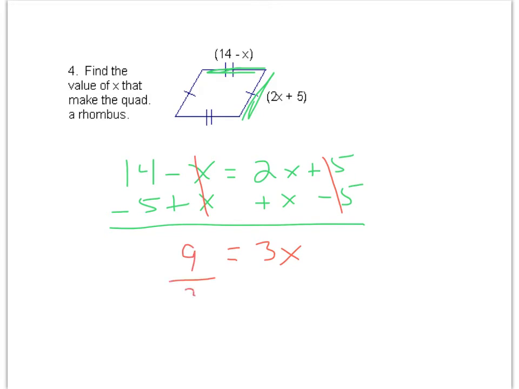Divide by three. It looks like x is equal to 3.